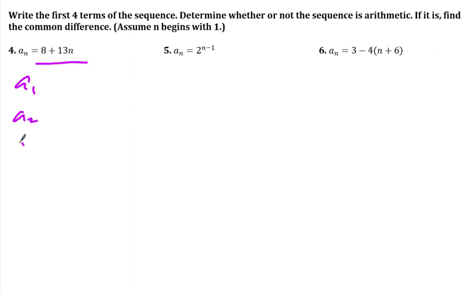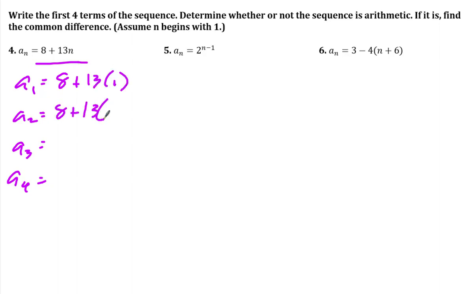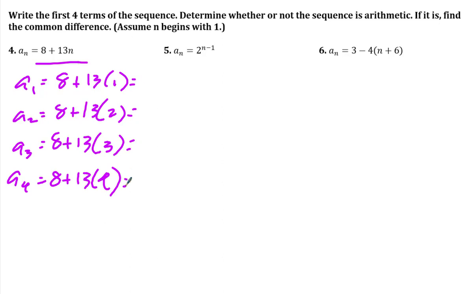a sub 1, a sub 2, a sub 3, a sub 4, the first 4 terms. Each of these terms is a function of its position, so you simply substitute its position in for n. So it's going to be 8 plus 13 times 1, 8 plus 13 times 2, 8 plus 13 times 3, 8 plus 13 times 4. All right, let's see what we got here. So we got 21. We got 26 plus 8, which will be 34.